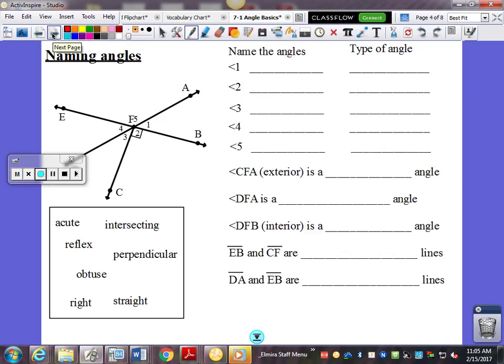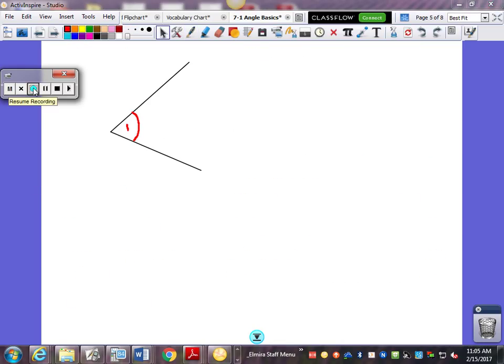All right, naming angles. I'm going to go to a blank screen for a second that's not in your notes. Okay, so I've got an angle that I've drawn here, all right, and this is like a really simple basic drawing, and with a little 1 inside next to the vertex, we could call that angle 1.